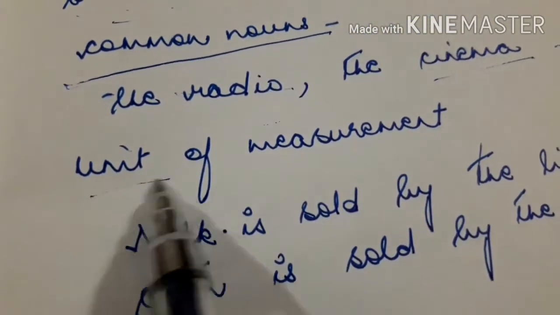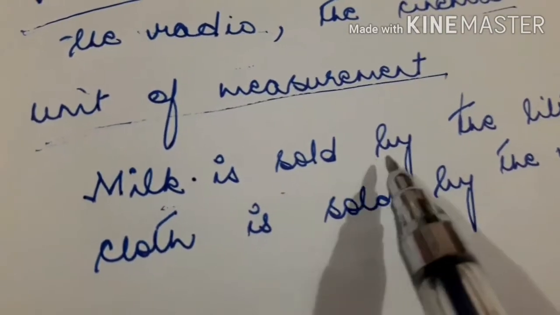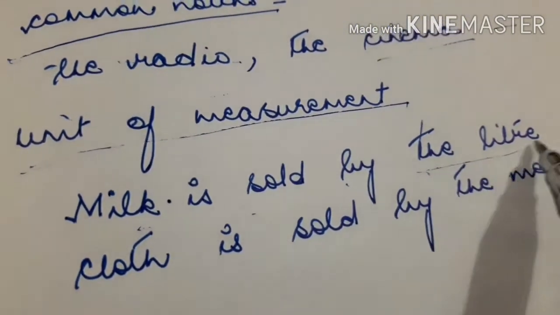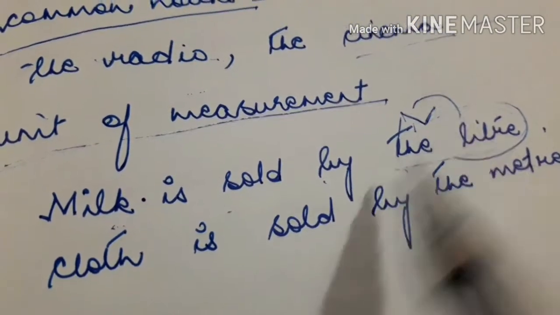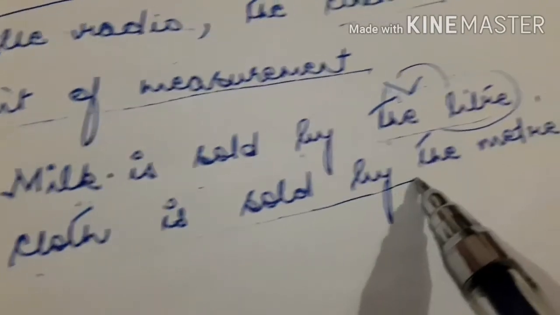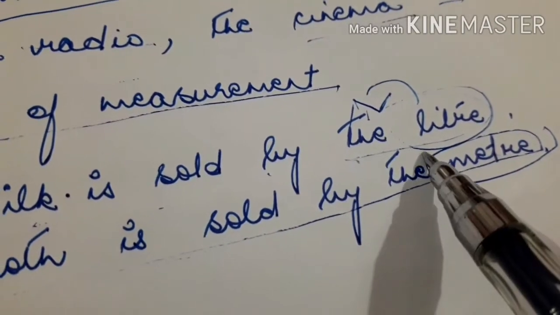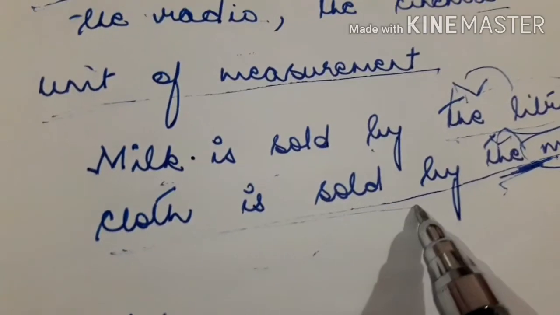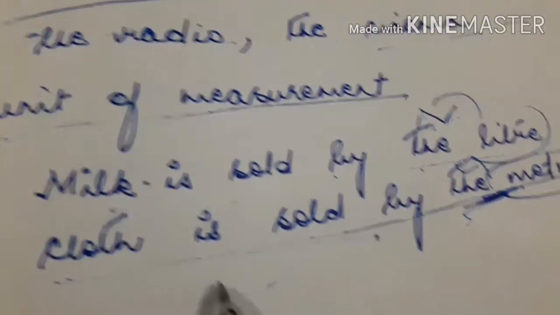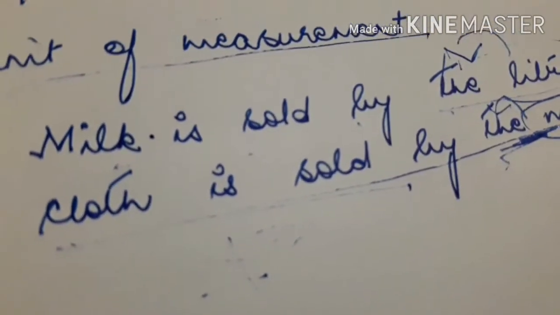Then the definite article the can be used before units of measurement, like milk is sold by the liter. Liter is a unit of measurement, and before it you can use the definite article the. Or cloth is sold by the meter. Meter is also a unit of measurement, and before meter you can use the definite article the. You should use, not you can, you should. So likewise, there are many uses of the definite article, and you need to read through your text where all the uses are mentioned very clearly.